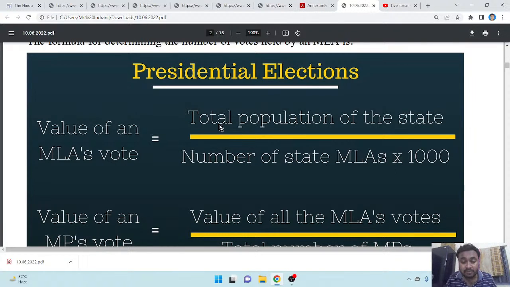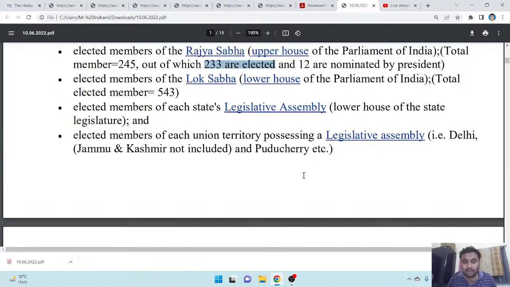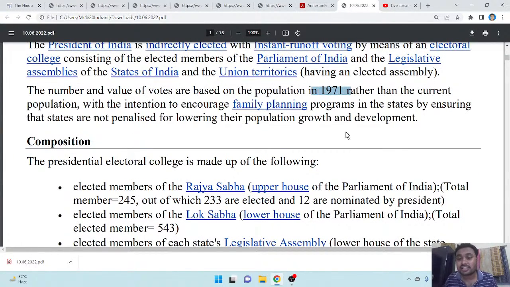Now one thing you should remember: the total population of the state is according to the 1971 census, not the latest census that was done in 2011. Okay, so total population of the state as per census of 1971. Why 1971? Why are we not considering the last census, 2011? Because there is a term called family planning program. Okay, what is family planning program? To control the number of families.